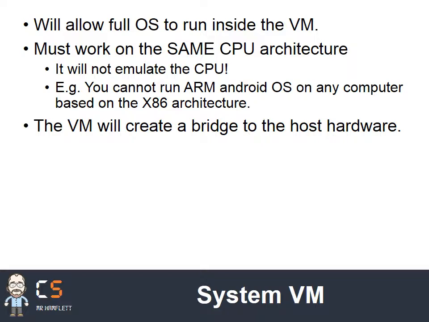It has to work on the same CPU architecture. It doesn't emulate CPUs in any way, shape, or form. So if you've got a desktop PC, so x86, you have to use an x86 operating system. So that, for example, means you can't run iOS as a virtual machine inside Windows. It's just not going to happen. The virtual machine will then create a bridge to the host hardware.